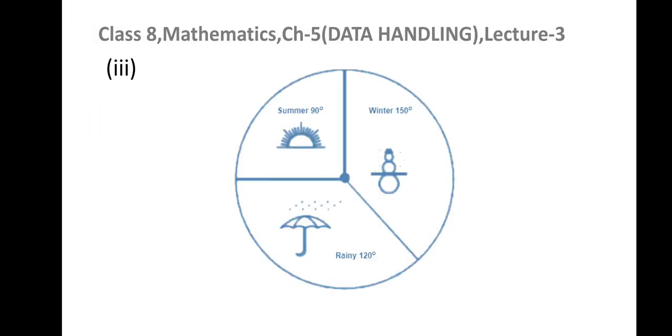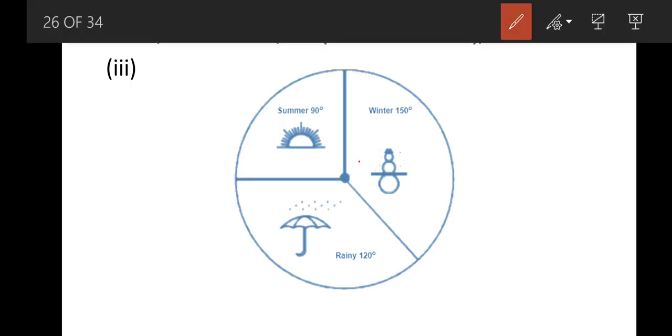Now, according to the angles, first of all, we need to make a circle of any radius and take its center as O. If you want, I have not written it, you can write it. And then accordingly you have calculated the angles. For summer it is 90 degree, for rainy it is 120 degree, for winter it is 150 degree. Likewise, you can make the angles. Using the protractor, you are supposed to make the angles.